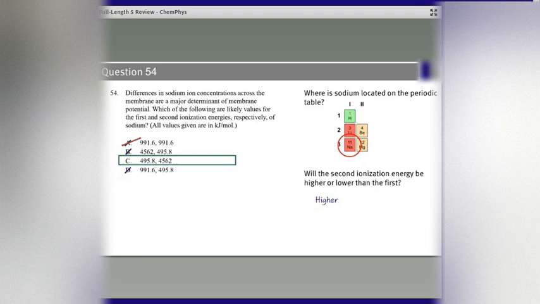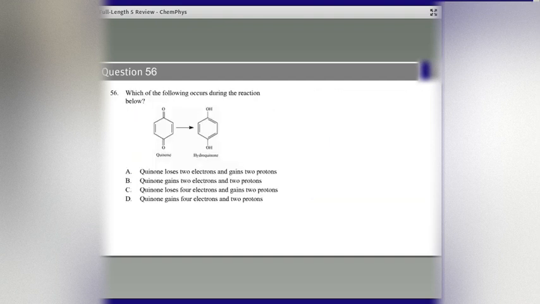I love questions like 56. Originally, when people get to questions like 56, they think to themselves, all right, do I have to know things about these? Quinone and hydroquinone? Well, I mean, who knows? Which of the following occurs during this reaction? But wait, if I look at all 4 answer choices, what do they have in common? The answer choices say: loses 2 electrons and gains 2 protons, gains 2 electrons and 2 protons, loses 4 electrons and gains 2 protons, or gains 4 electrons and 2 protons.